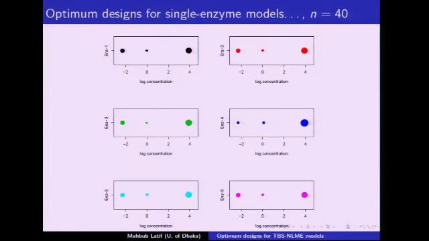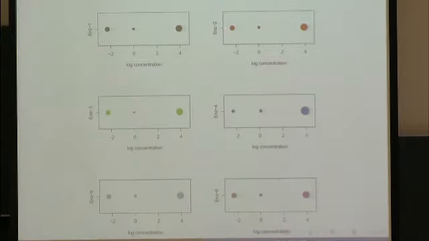If I check the marginal, then we see that there are a good number of runs at the high level and a good number of runs at the low level of the concentration, and around the middle there are some runs. But in the fourth enzyme we see these two have equal weight, whereas in other cases they have different weights.